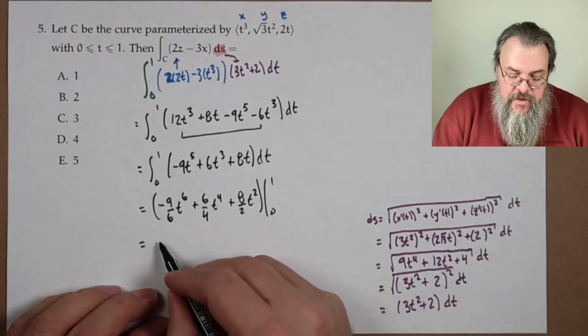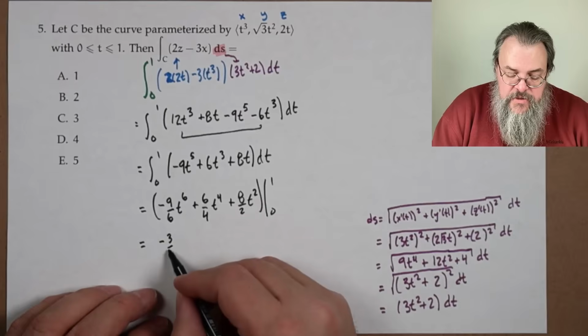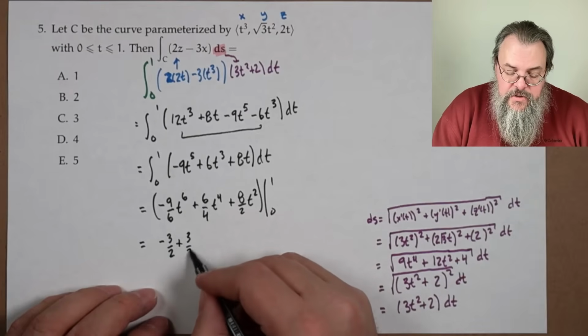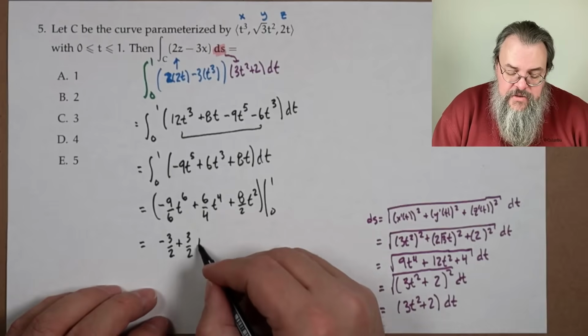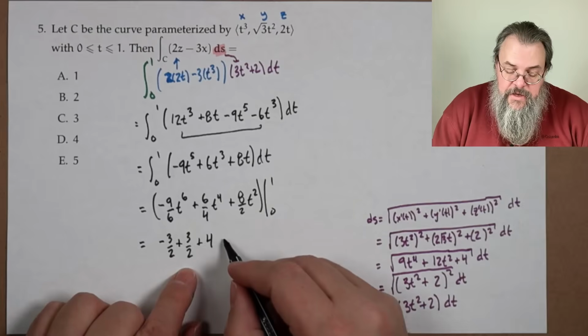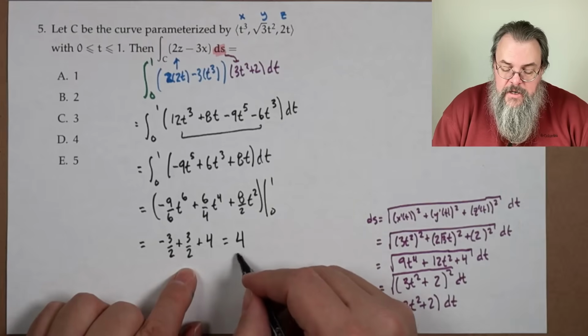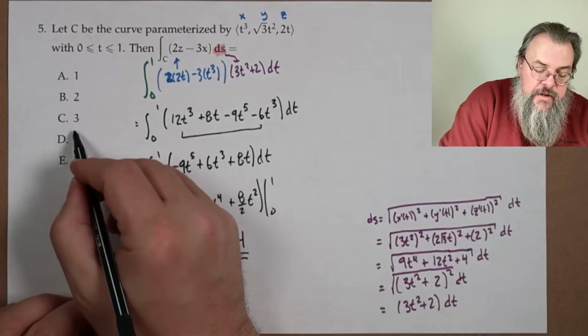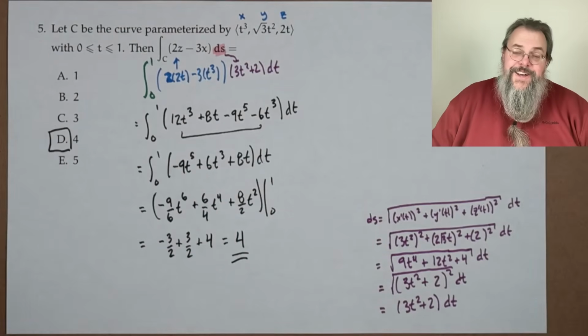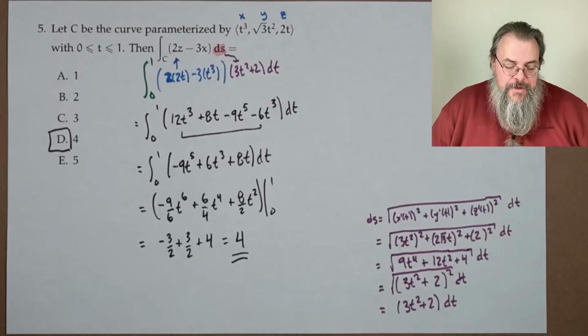Minus 9 over 6, also known as minus 3 over 2. 6 over 4, also known as plus 3 over 2. 8 over 2, also known as 4. Well, these two terms cancel, so we're left with 4. All right, so there's our answer: 4. Nice. What a beautiful problem, right?